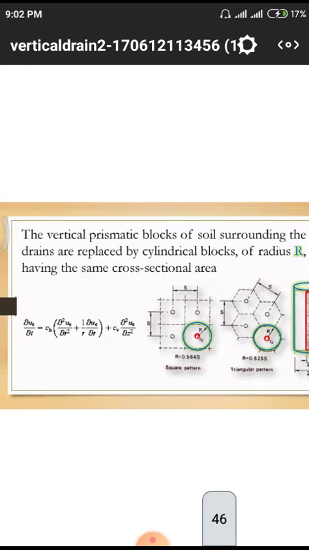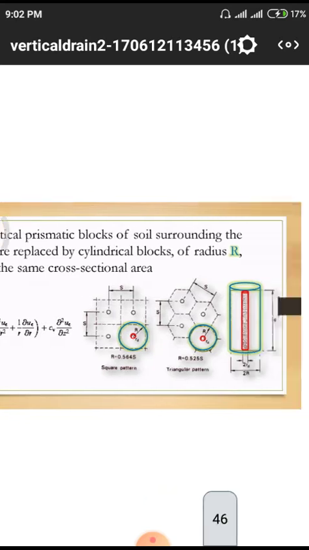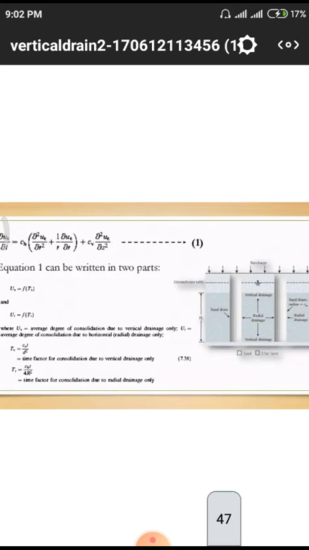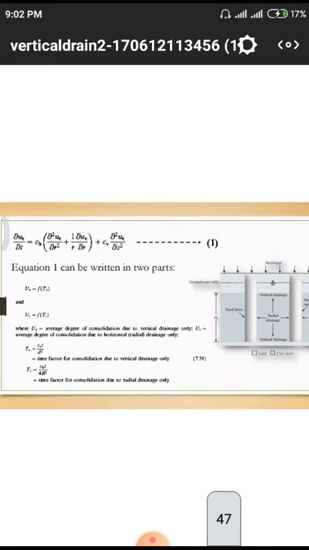This capacity is also denoted with the symbol dou u by dou t, where dou u by dou t equals CB into dou square u by dou r square plus 1 by r. The previous formula is simply pasted here. For the simplified formula, they simply take the CV value outside. Dou u by dou t equals CV into dou square u by dou r square plus 1 by r into dou u by dou r plus CV.